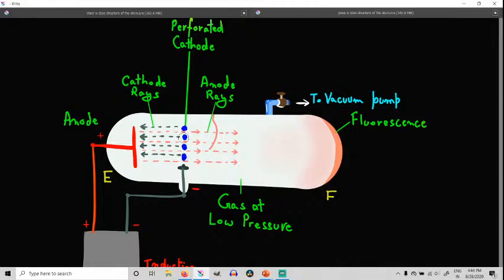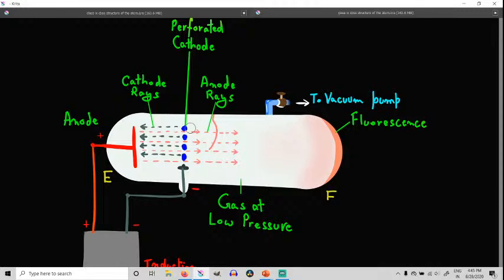But in this case you will see that the cathode electrode is perforated. What did Goldstein do? He took a perforated cathode, perforated means porous. There were holes in the cathode, but it was not there in the case of J.J. Thomson. When J.J. Thomson discovered electrons, he did not take a perforated one. So because the cathode is perforated, anode rays are also known as canal rays, because these rays pass through these pores, canals, right?